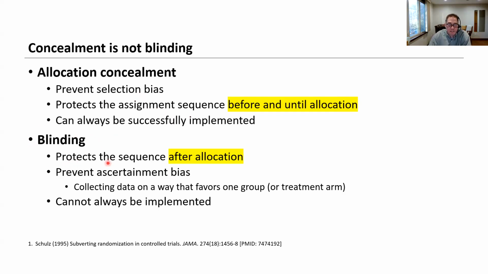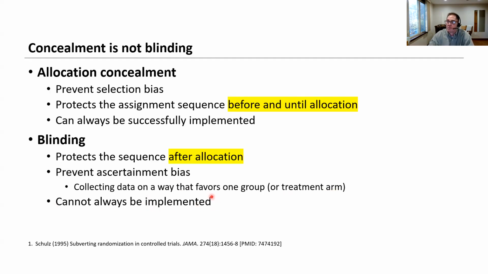Blinding protects the treatment allocation or treatment assignment after it's been allocated. So we're preventing assessment biases, collecting data in a way that favors one group or a treatment group, and blinding protects against that. Blinding cannot always be implemented.